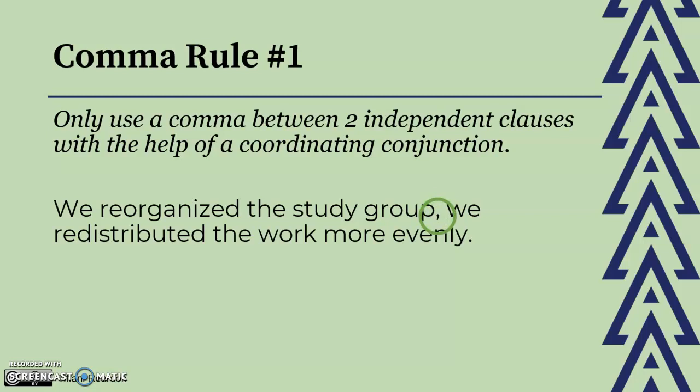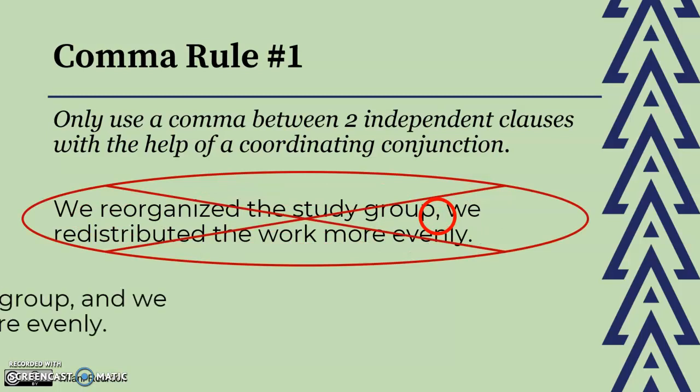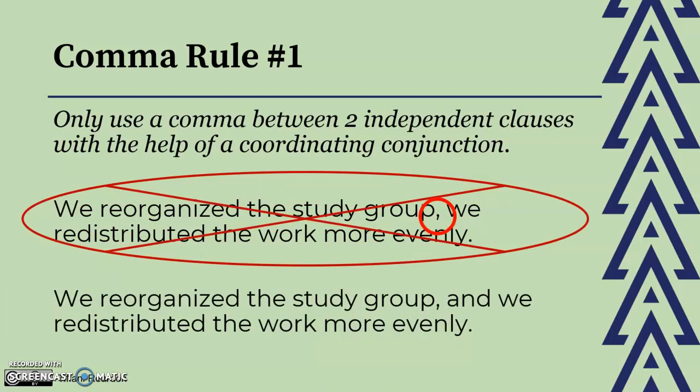You want to avoid these things. You can't use the comma this way. What can we do instead? We can do this. We reorganized the study group, comma, and we redistributed the work more evenly. So we've got two independent clauses, comma, coordinating conjunction.